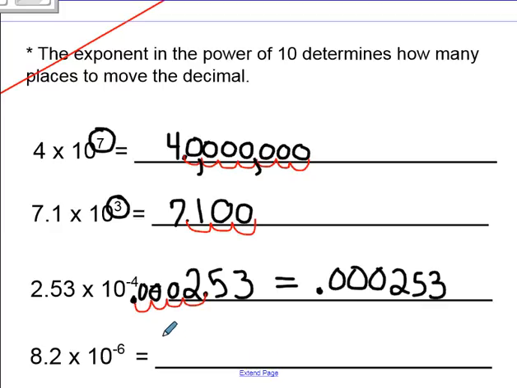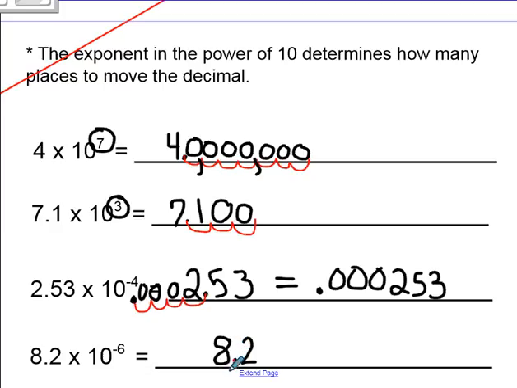Let's try this last one. I'd like you to pause the video and try this one yourself. Okay, now we can do it together. I'm going to start with 8 2/10. I'm going to divide by 10 6 times.